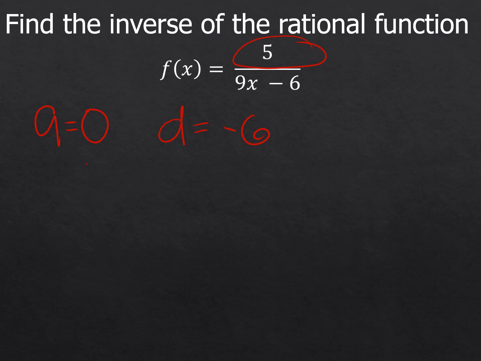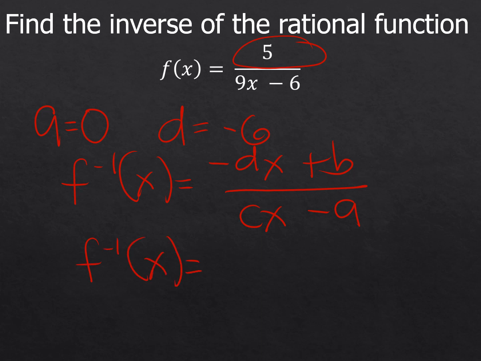Now, let's copy the technique or the pattern. f raised to negative 1 of x equals negative dx plus b over cx minus a. Let's substitute the given value. Instead of writing d, we're going to write negative 6. Since we have negative here, negative times negative 6 is equal to 6. So therefore, it will become 6x. Then copy plus b. Your b is equal to 5. So therefore, we're going to have plus 5 over cx.